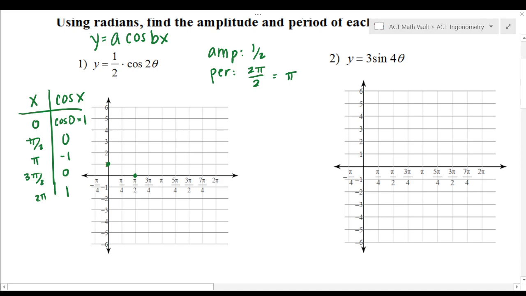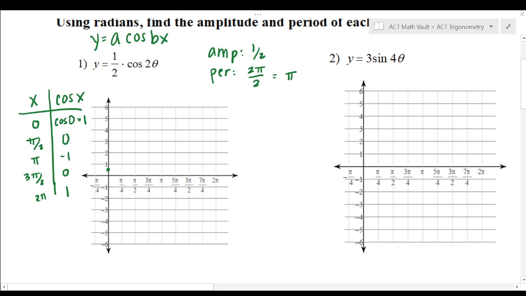Regular cosine x looks like this. That's me just graphing these points right here. But if I'm changing the period to be pi and the amplitude to be 1/2, then the points are going to be as far up as 1/2, not 1. And that whole U shape is going to be spanning from 0 to pi now only.